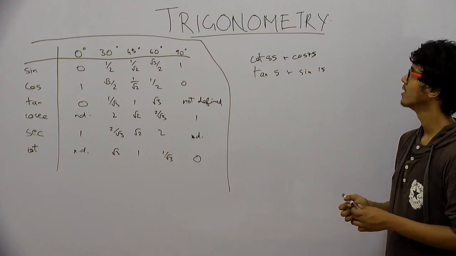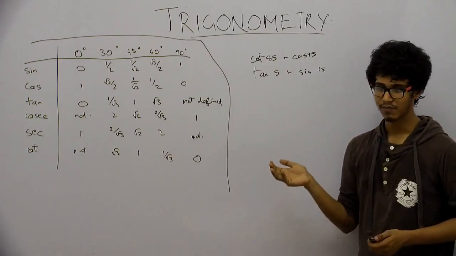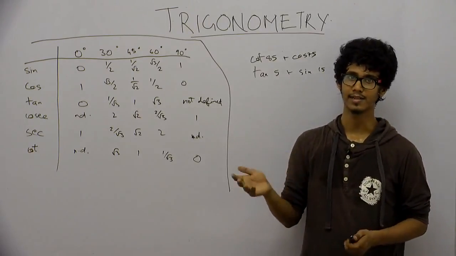So we have done specific angles and complementary angles. We will move on to the trigonometric identities now.